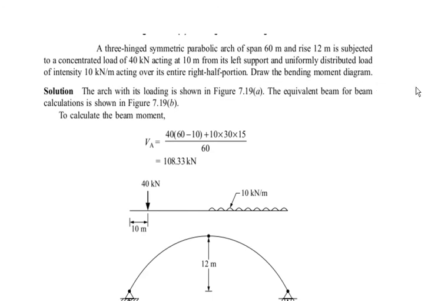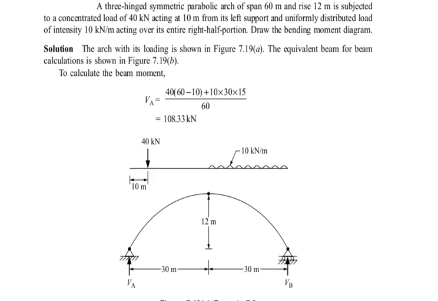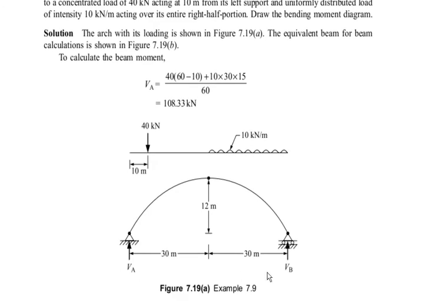So here the loadings are as shown in this figure. So there's a 40 kilonewton concentrated load at 10 meter from support A, and the right half portion carries a UDL of 10 kilonewton per meter. We know that the span is 60. The span of the arch is 60.